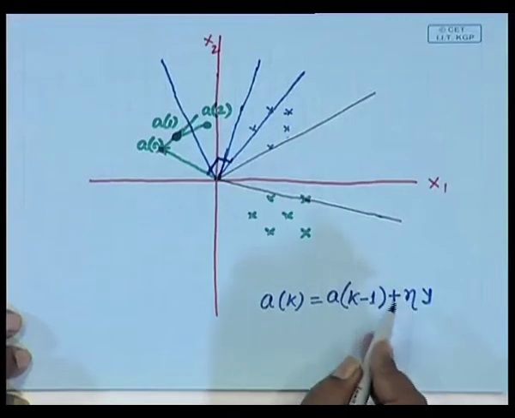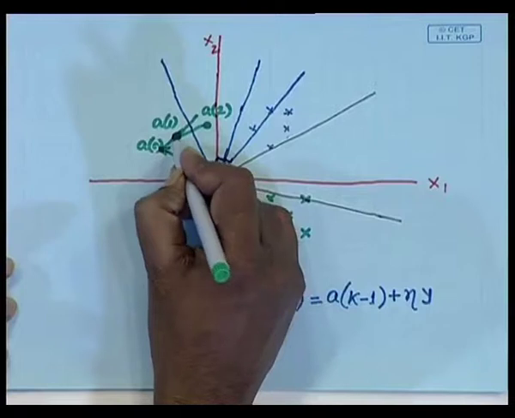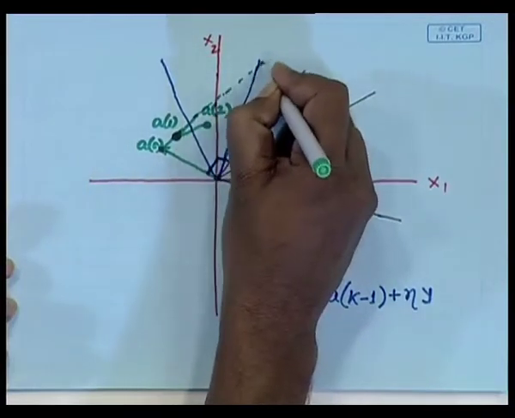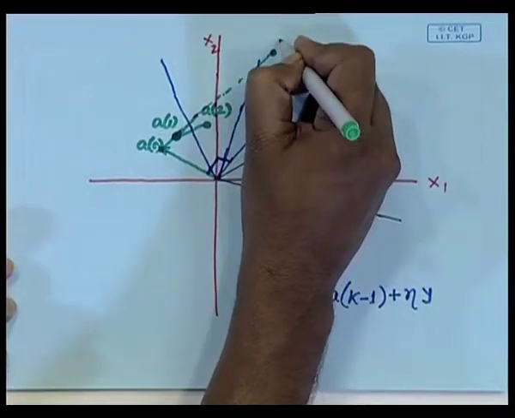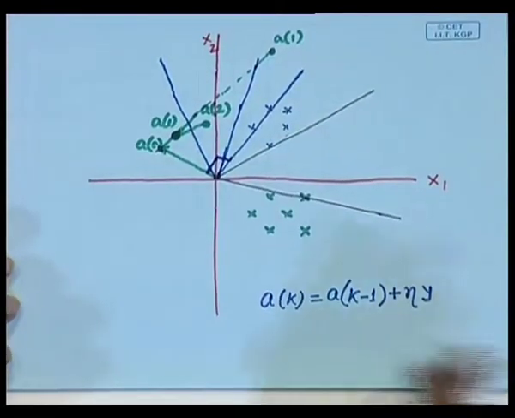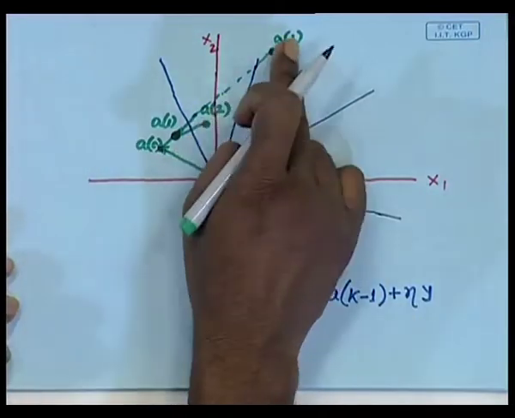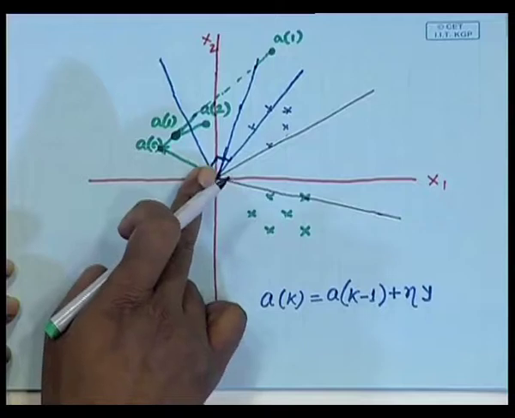Now, it may so happen that the value of eta, that is the rate of convergence, is so high that when I am trying to come to this A 1, it has totally moved out of the solution region and A 1 has come somewhere over here. That is also possible if the value of eta is very high. And if A 1 is pushed over here, then you find that all these samples will be misclassified.